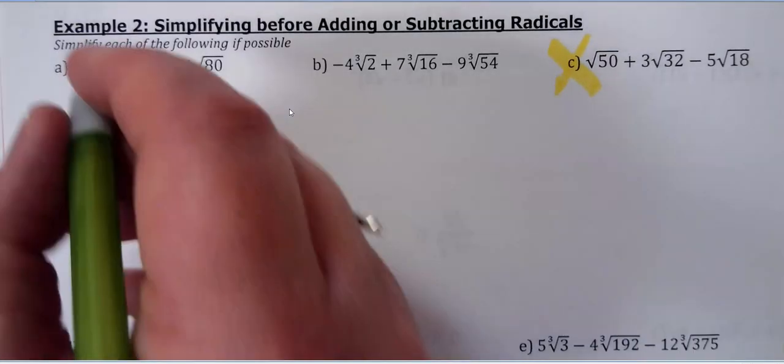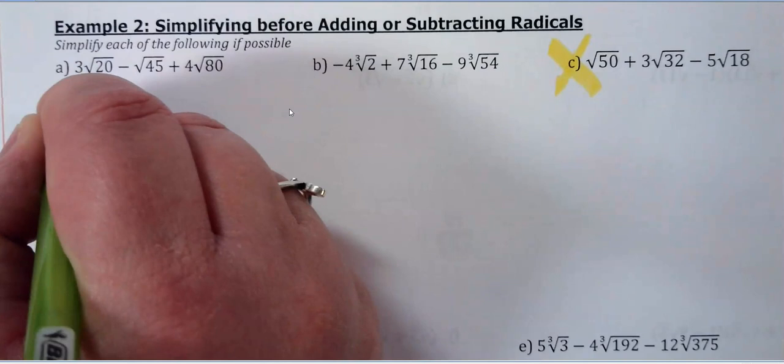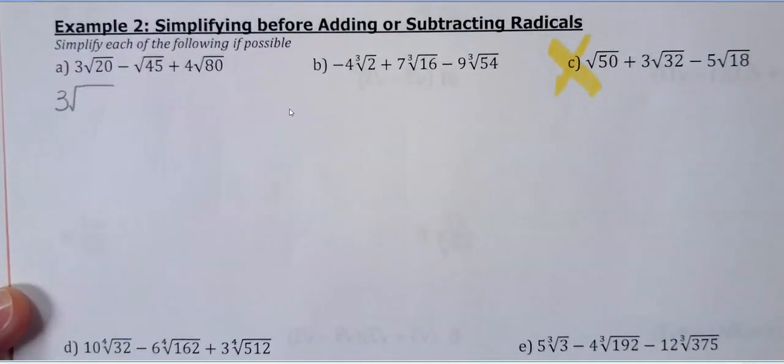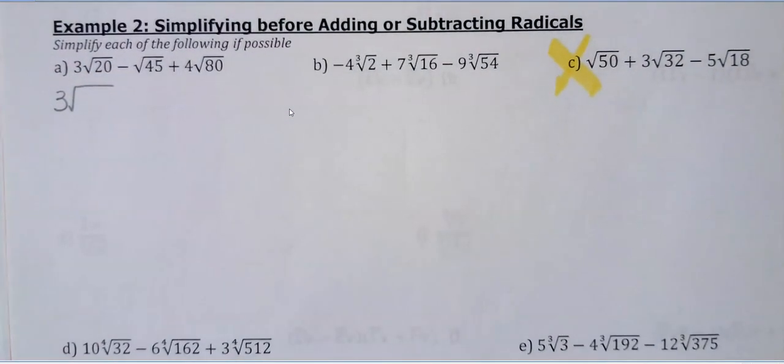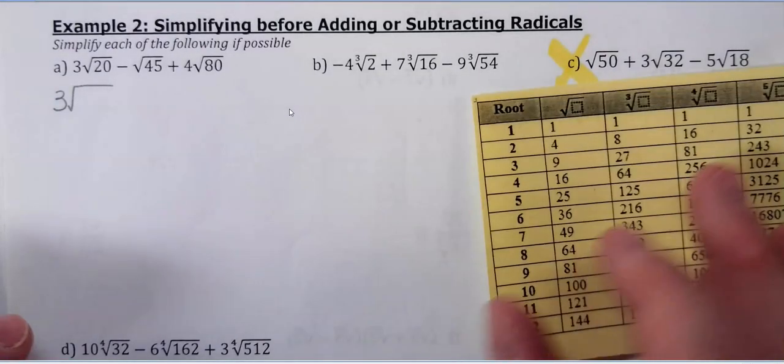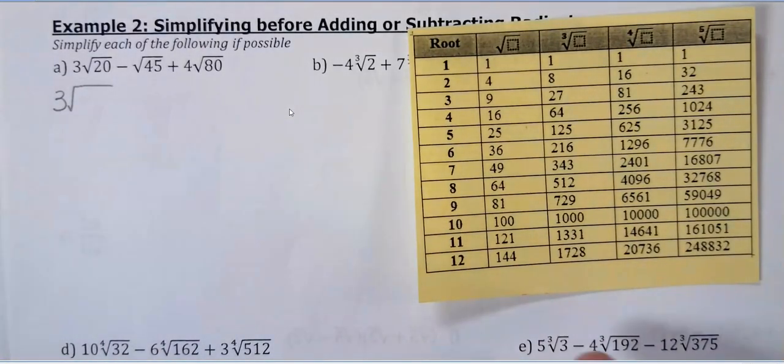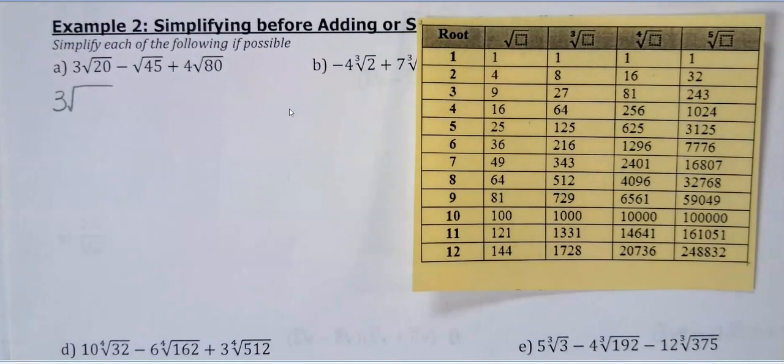All right, so this one has 3 square roots of 20 minus the square root of 45, and then plus 4 roots of 80. None of those radicals are broken down, and all of them can be. So if you want to do a factor tree, feel free. If you would rather, and just find the biggest perfect square, I always think that's just a little bit faster. So if I'm looking at perfect squares, that would be that second column since I'm working with a square root. Can anybody tell me the biggest perfect square that would divide into 20?